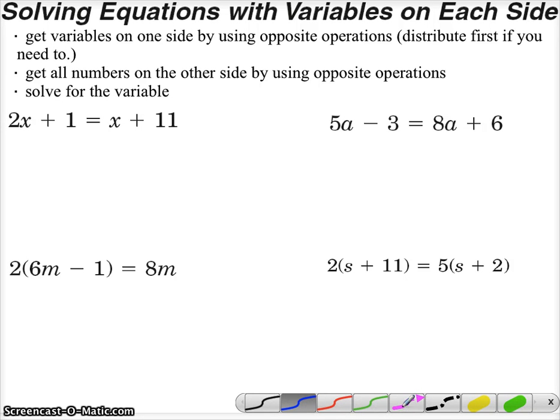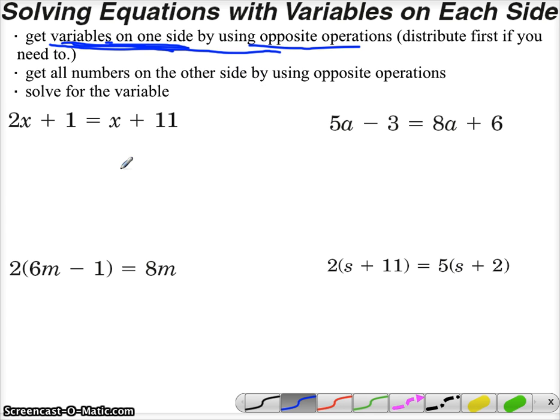All right, here we go with solving equations with variables on each side. Each step we've gone a little bit further. So with this one, what you want to look at first is getting variables on one side. Get your variables on one side first by using the opposite operations. Distribute first if you need to, and then get all the numbers on the other side by using opposite operations.